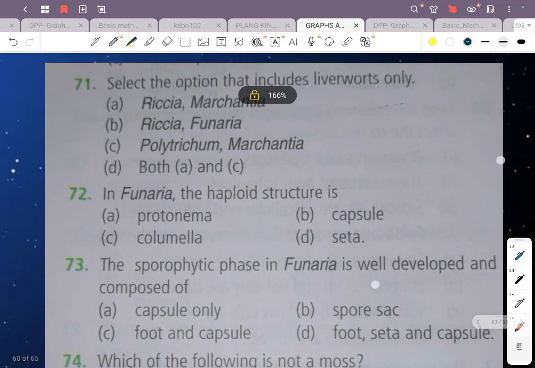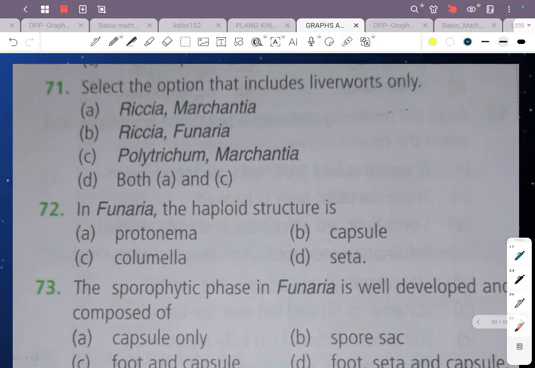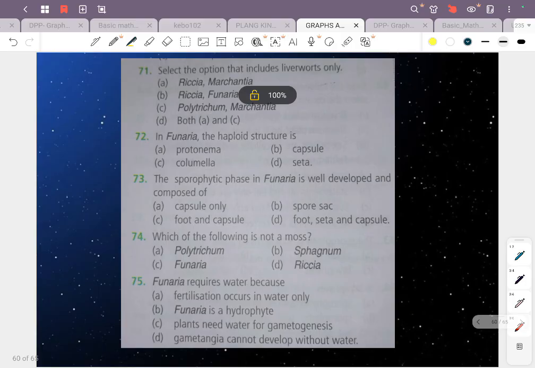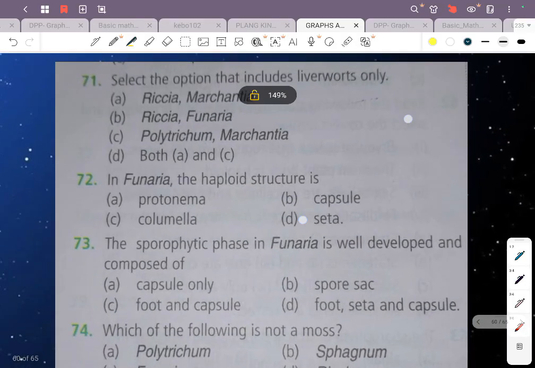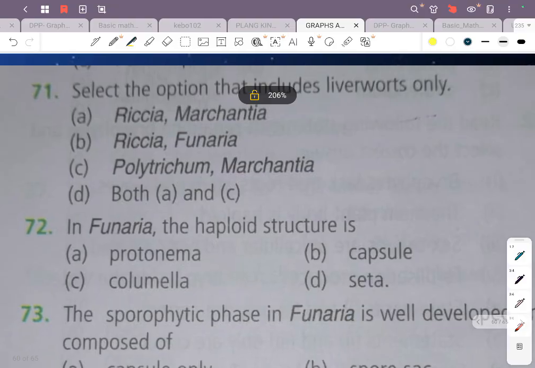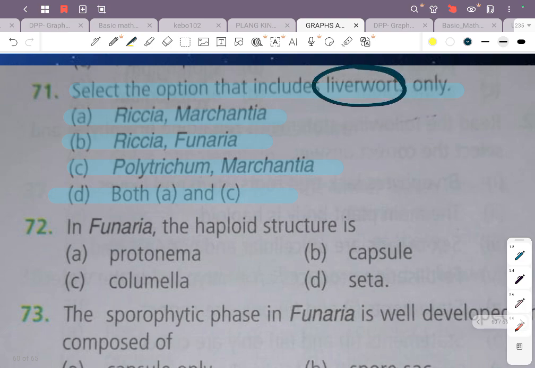Alright, moving on to a couple more questions. Alright, moving on to the next question. The next question is: select the option that includes liverworts only. Is it A. Riccia, Marchantia? Is it B. Riccia, Funaria? Is it C. Polytrichum and Marchantia? Or is it D. both A and B? What do you think? You have to select the option that includes liverworts only.